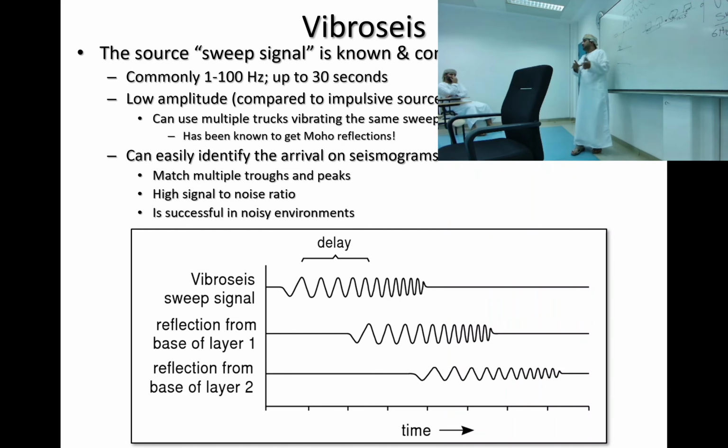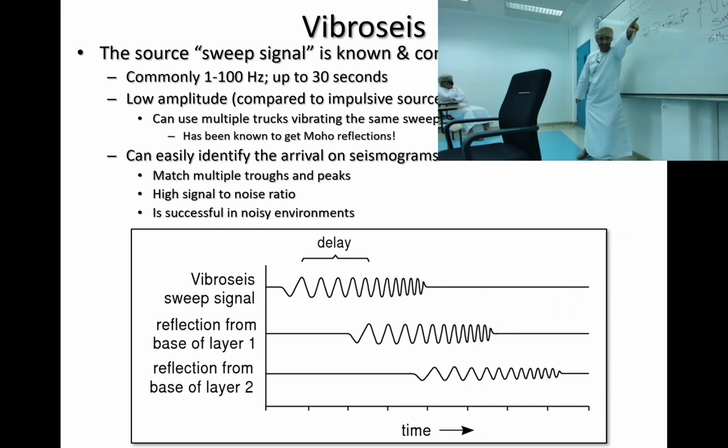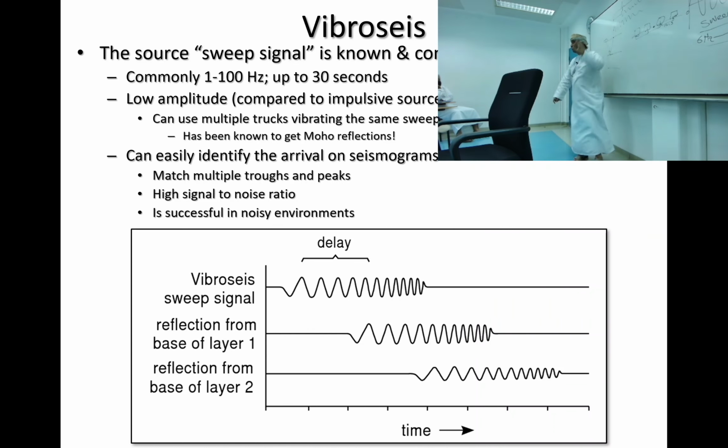That's the same principle that applies here. I sent a sweep. If I send a sweep, the whole sweep goes to the ground and returns back as a sweep. It changed its shape a little bit. That's what I said. It changed its shape because the Earth eats up. The Earth will change the source signature.